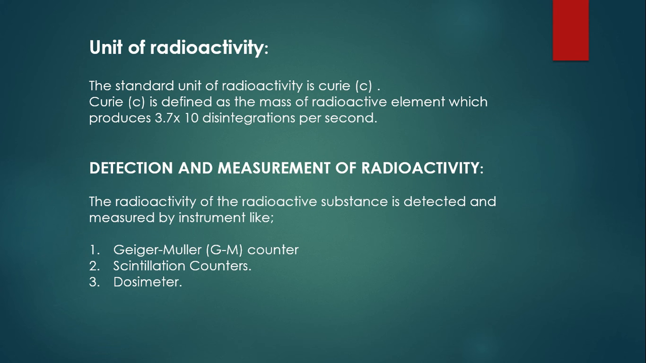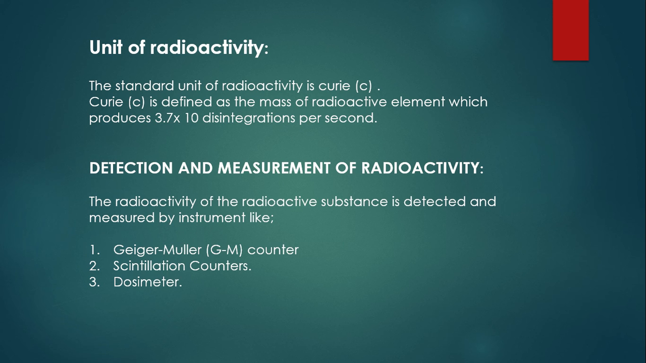Unit of radioactivity. The standard unit of radioactivity is the curie. A curie is defined as the mass of radioactive element which produces 3.7 × 10^10 disintegrations per second.